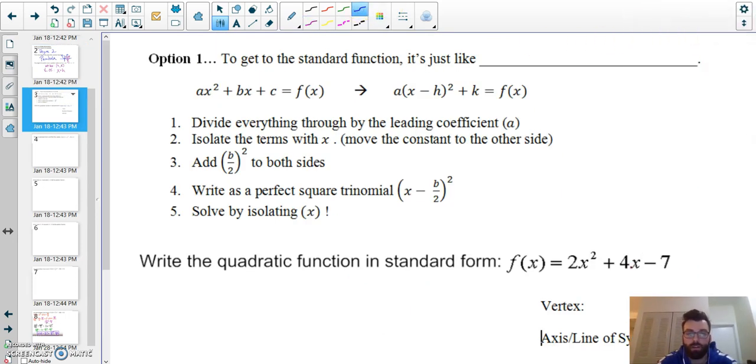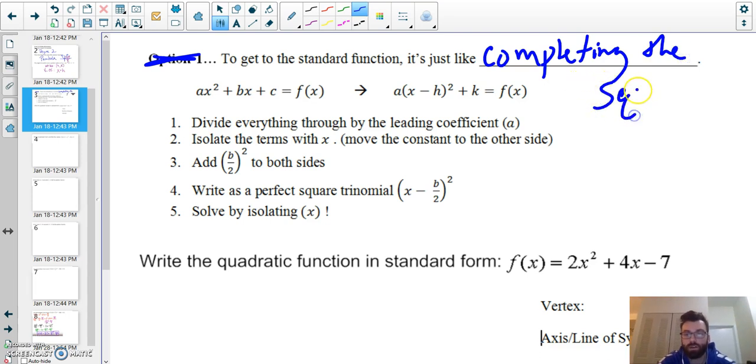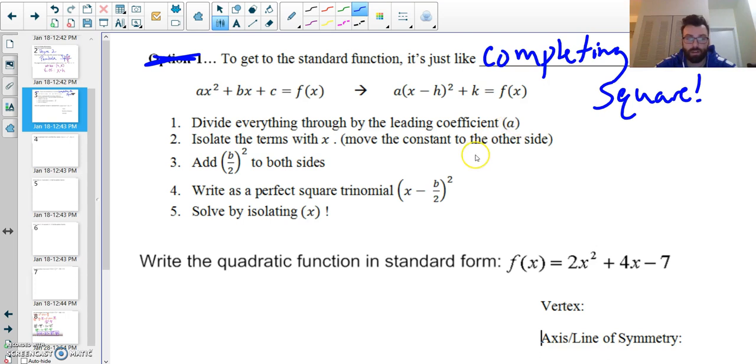To get the quadratic into the standard form, the option that we're going to do is just like completing the square. There are other options out there. There were options discussed in previous years that we are not going to cover this year. So this year we're only going to focus on completing the square.